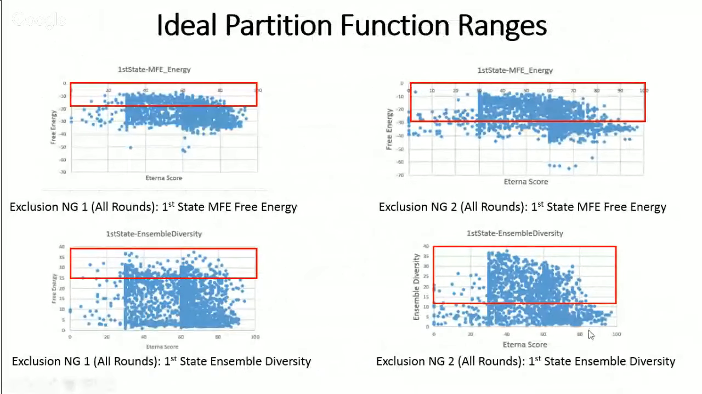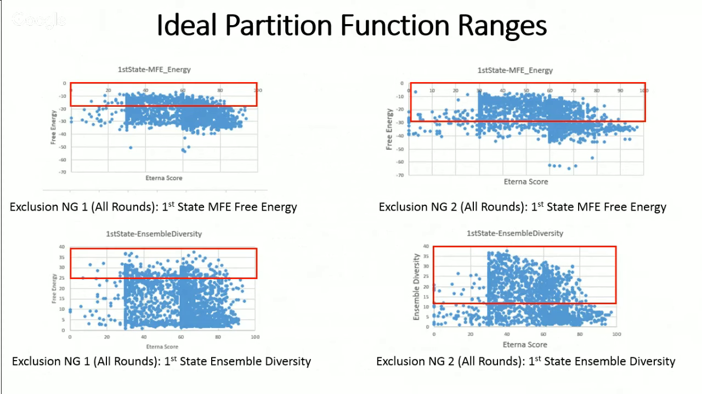Here are some examples. Everything on the left is from exclusion NG1, and everything on the right is from NG2. The top is all the first state MFE free energy plotted for the entire set. This is 2 rounds, probably 6,000 data points each plot. The bottom one is the first state ensemble diversity. The red box is the zone for designs that do poorly, that score really below 90.